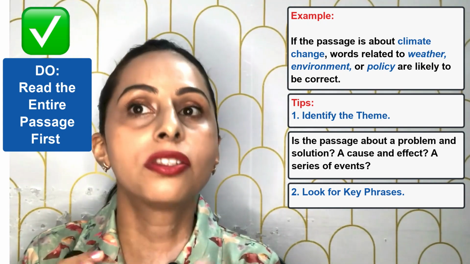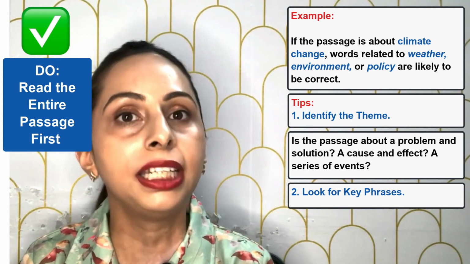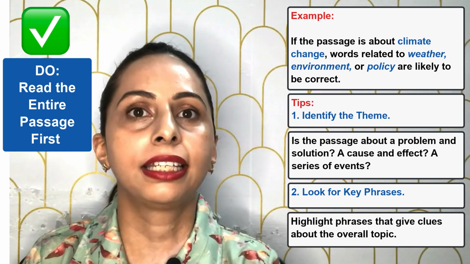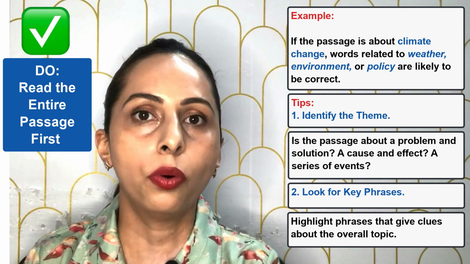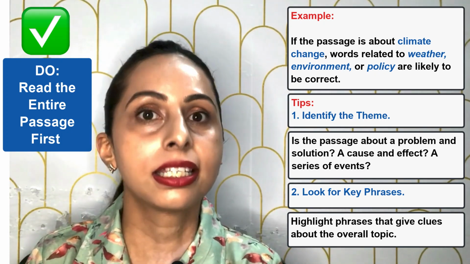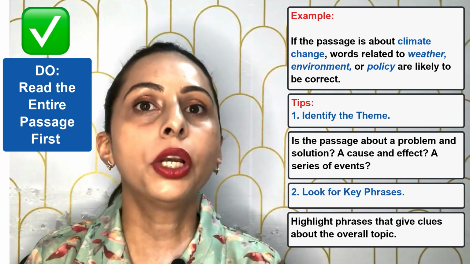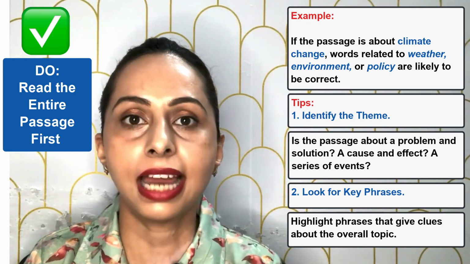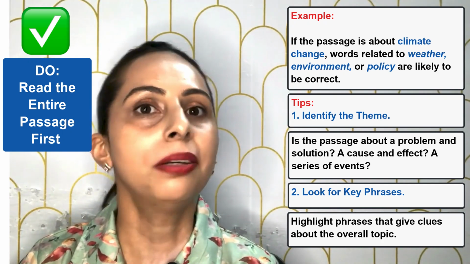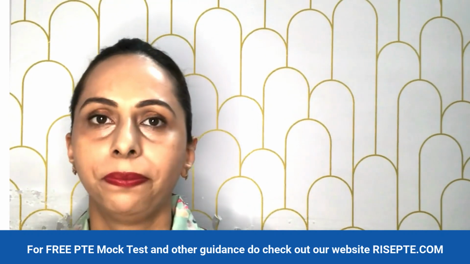The second tip is to look for key phrases. It's a powerful strategy to identify the context and make informed choices in the reading section, which means highlight phrases that give clues and logical flow about the overall topic. Look for connections between ideas, cause, effect, or examples. By focusing on key phrases, you can better understand the structure of the passage and make more accurate choices for the blanks. Now we will look at the next point, which we shouldn't do.